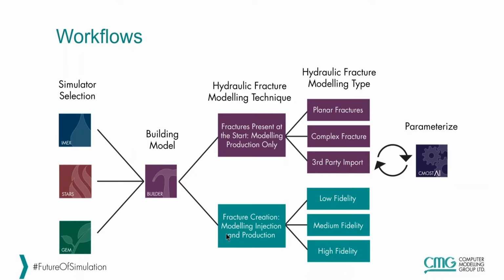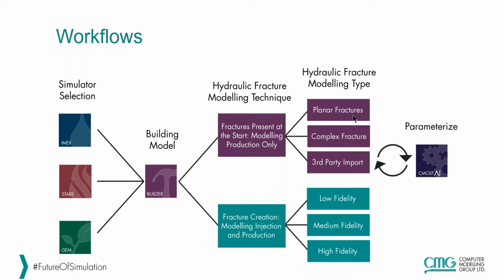This is an overview of the unconventional workflows with CMG. We have two main pathways. The upper pathway, highlighted in purple, would be for modeling the fractures, assuming that they are present at the start. So we're only modeling the production period. And the lower pathway, highlighted in green, would be to model both the fracture creation and the production. We're going to be in the upper pathway.